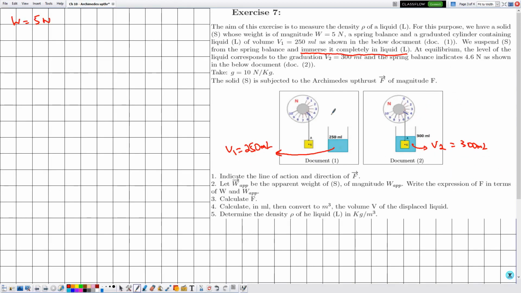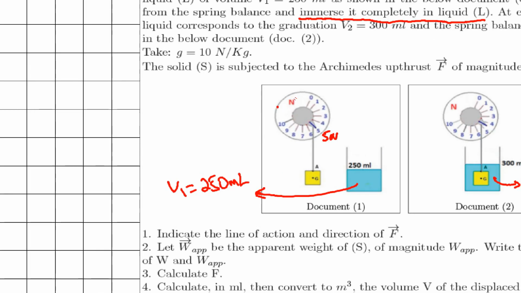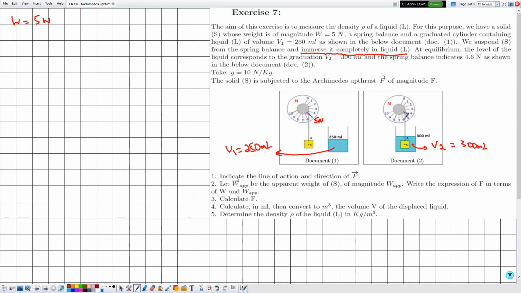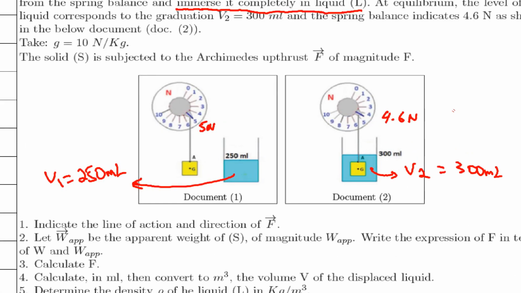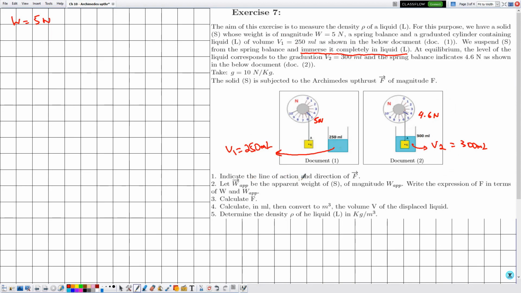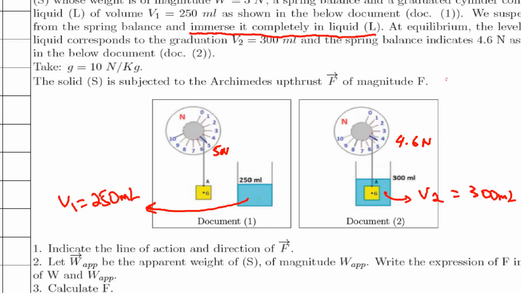So the indication of the spring balance in document 1 is 5 newtons, and here it is 4.6 newtons. Here the spring balance measures the weight. Because we have a liquid, this weight will be the apparent weight. Now in number 1, they are telling me to indicate the line of action and the direction of F. Take g equal to 10 newtons per kilogram. The solid S is subjected to the Archimedes upthrust force F vector of magnitude F.